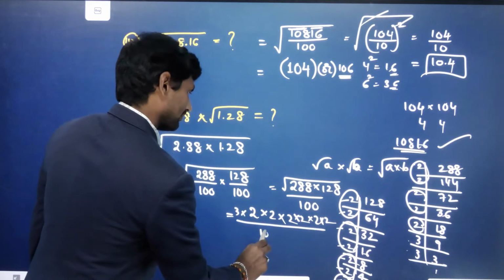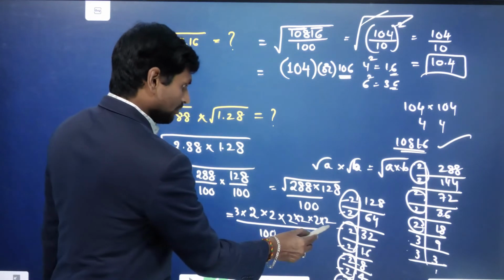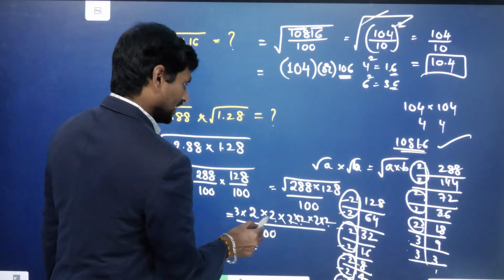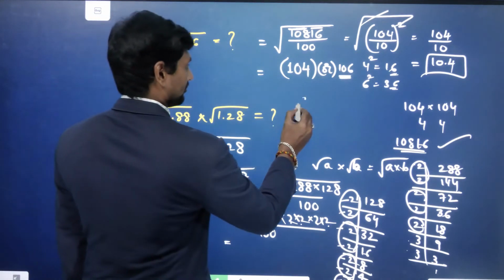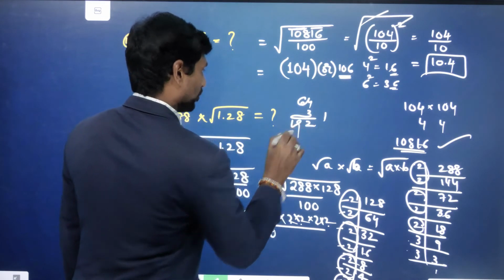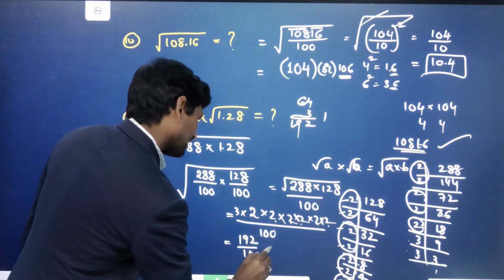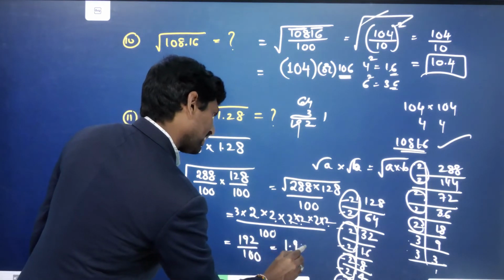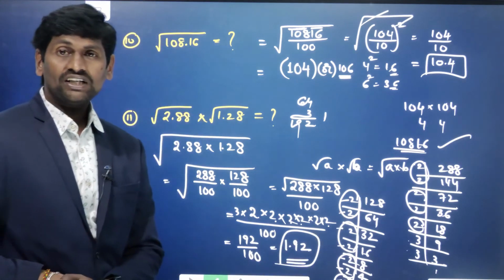by 100. Now multiply all of them. So 2 how many times? 1, 2, 3, 4, 5, 6. That means 64, 64 into 3. 192. So this is 192 by 100, nothing but 1.92. Our required answer is 1.92.